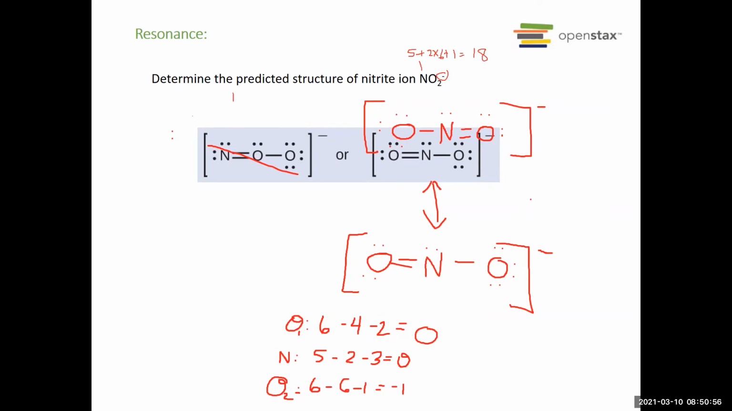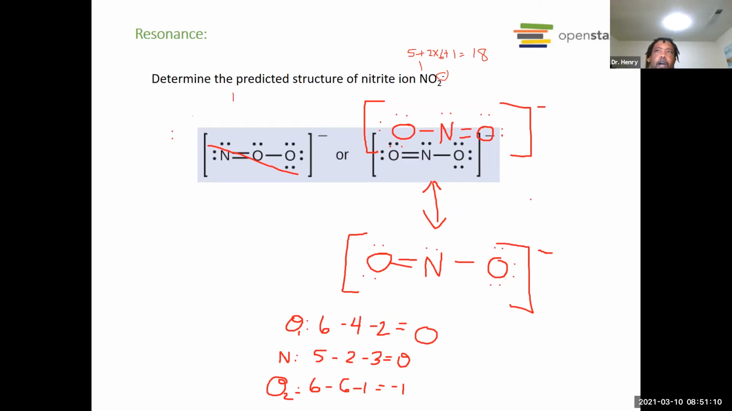Dr. Henry? Yep. For when you're doing this structure, are you always going to have to do all possible structures? You don't have to do all possible structures. Some of them aren't going to exist. For instance, we know this one isn't going to exist because we know that nitrogen is supposed to be in the middle, right? But if you're in question, you can do the formal charges to be sure.